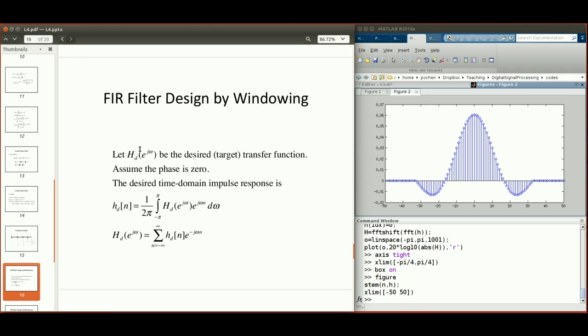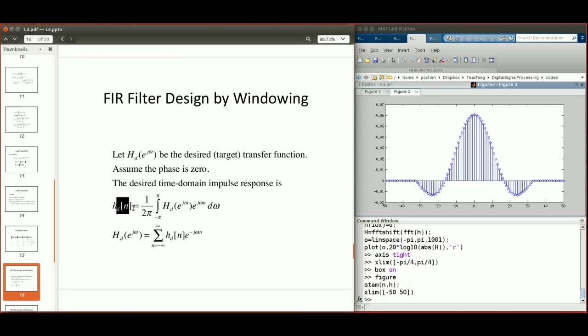For this desired transfer function, we can get its time domain impulse response by doing an inverse Fourier transform. That's our inverse Fourier transform formula. We have chosen the integration range to go from minus pi to positive pi. It doesn't have to be; it can be any 2 pi interval, but minus pi to positive pi is a widely used convention. That's the inverse Fourier transform, and this gives the desired impulse response in the time domain. Let's call it small HD.